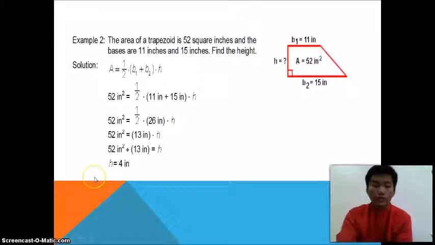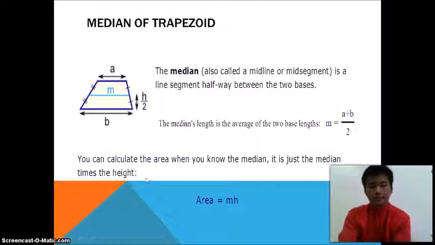Now example 2. The area of a trapezoid is 52 square inches and the bases are 11 inches and 15 inches respectively. Find the height. The area and the bases are given, and we just do the same thing. We just put the values into the formula and we will get the answer.